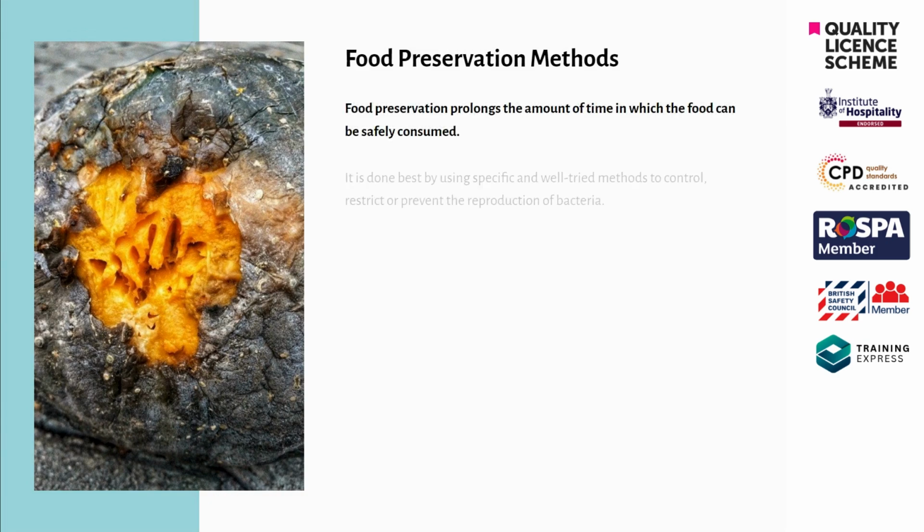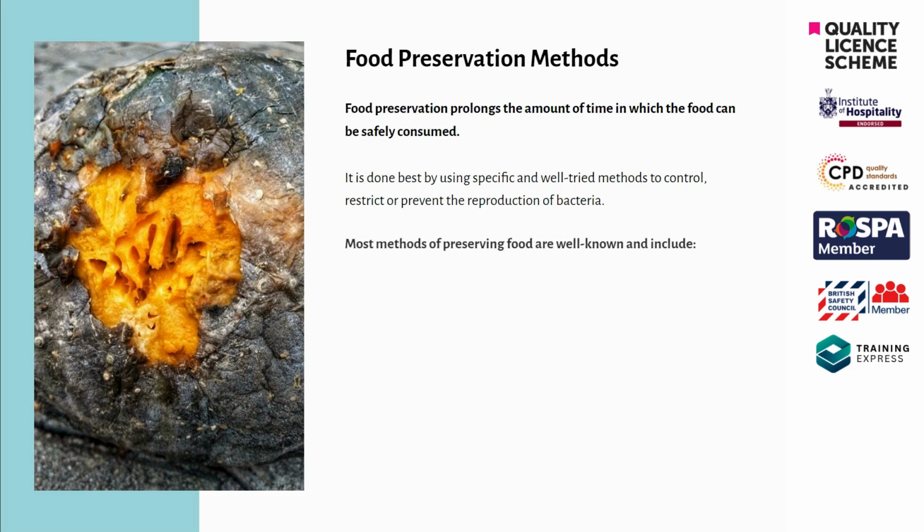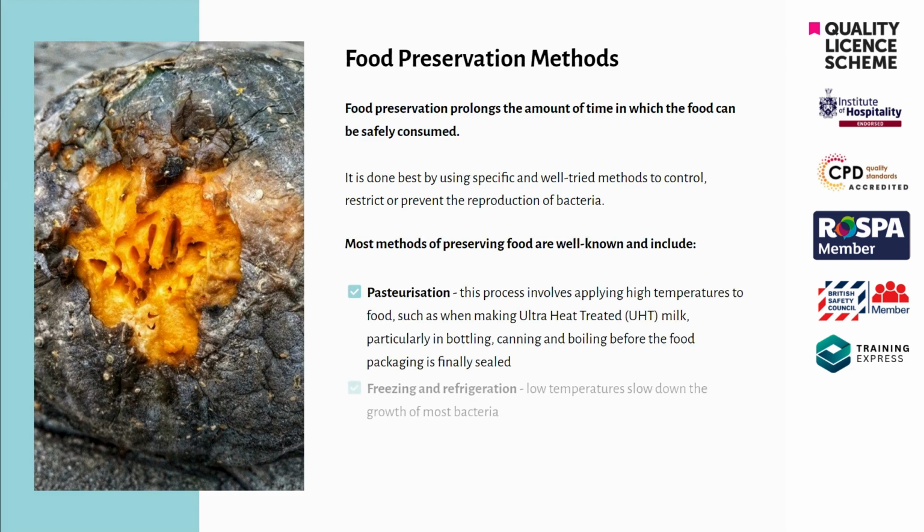Food preservation methods. Food preservation prolongs the amount of time in which the food can be safely consumed. It is done best by using specific and well-tried methods to control, restrict, or prevent the reproduction of bacteria. Most methods of preserving food are well known and include pasteurization. This process involves applying high temperatures to food, such as when making ultra-heat treated UHT milk, particularly in bottling, canning, and boiling before the food packaging is finally sealed.